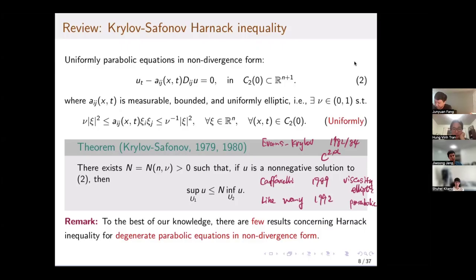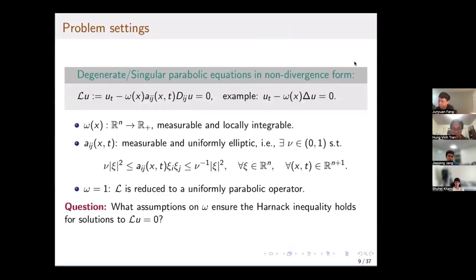Okay, so another remark is that to the best of our knowledge, if this a_ij becomes degenerate, there are few results concerning the Harnack inequality for the degenerate parabolic equation in non-divergent form. I mean, if we put some weight omega in front of a_ij, we couldn't find many results. So that's our motivation. Okay, so let me come to my problem setting.